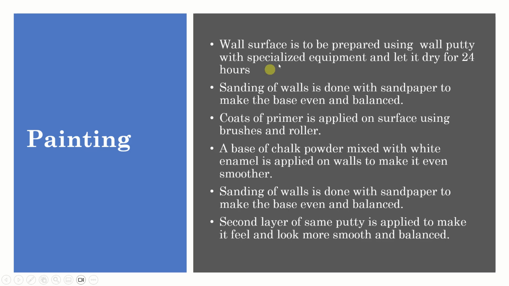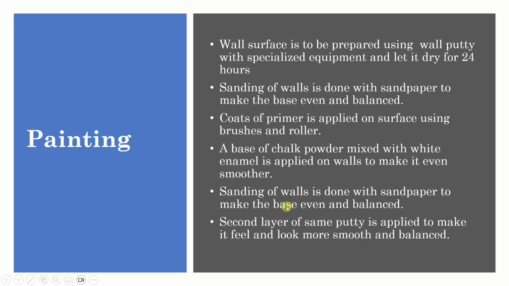Painting. The process of painting: the first thing you have to do is the wall surface is to be prepared using wall putty with specialized equipment and let it dry for 24 hours. Sanding of walls is done with the sandpaper to make the base even and balanced. Coats of primer are applied on the surface using brushes and roller. A base of chalk powder mixed with the white enamel is applied on the walls to make it even smoother.